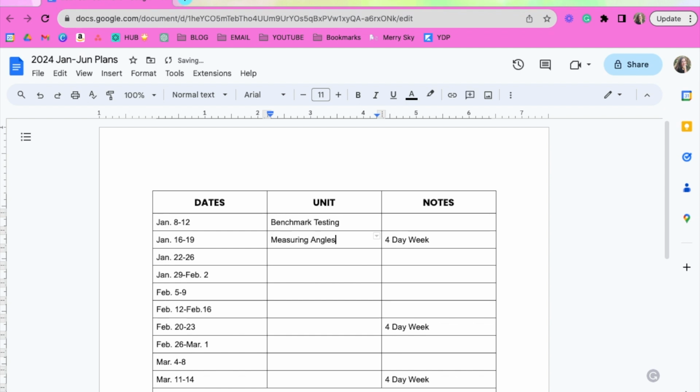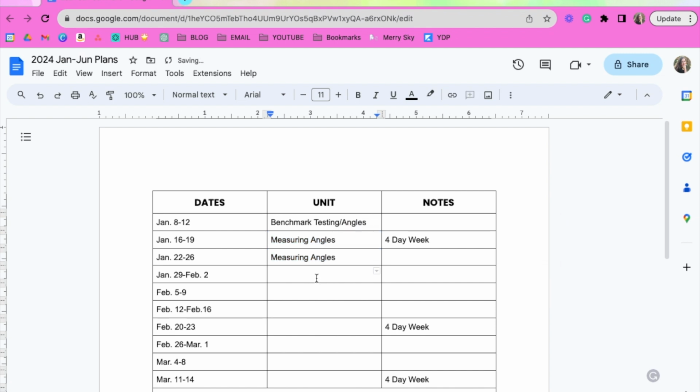That usually takes us 2 weeks. Let me double check and look at our pacing guide that our district provides. Yeah, so it actually usually takes a week and a half, and I bet we could start angles here because benchmarking is only 3 days, and so we'll have 5 days. So I think that will be good. Oh, this is a 4-day week. So actually, yeah, let's just make it 2 weeks.